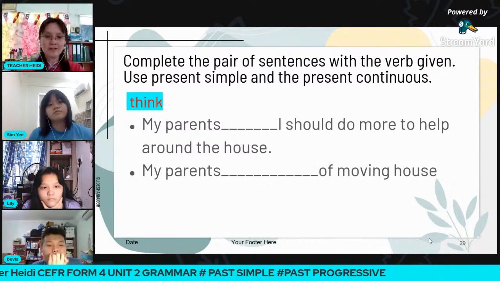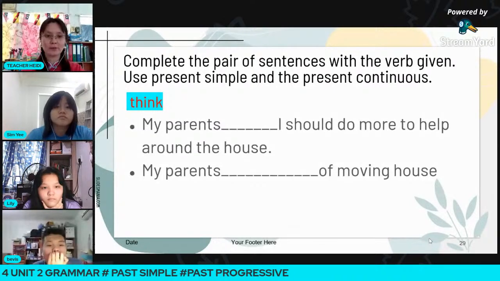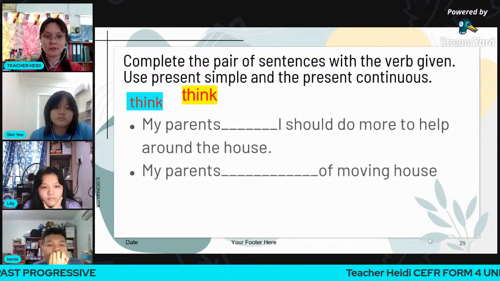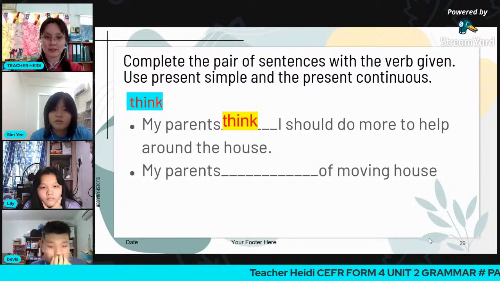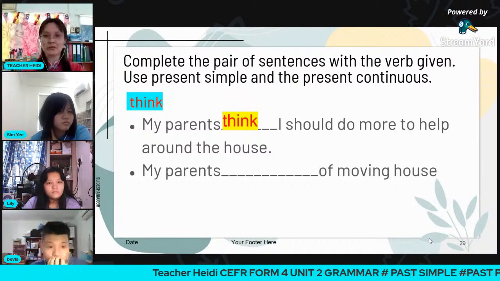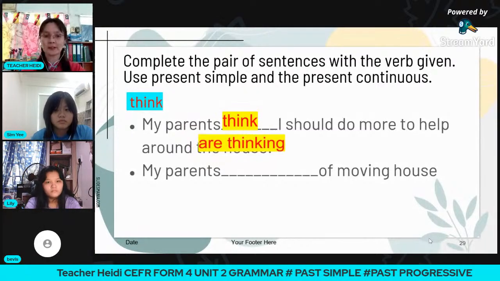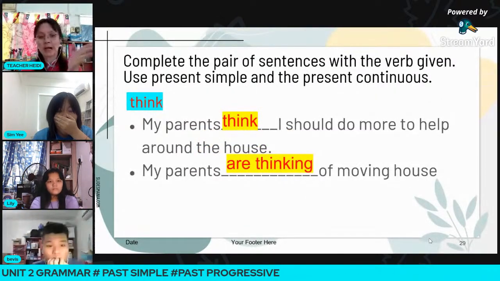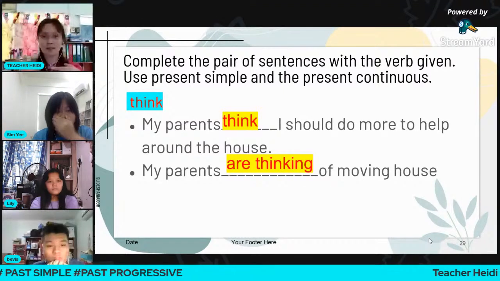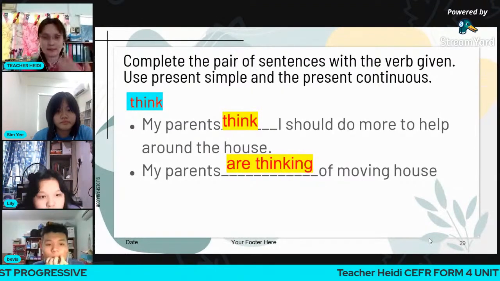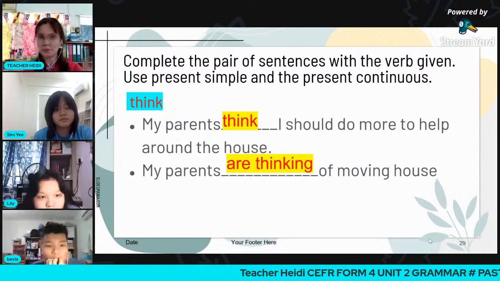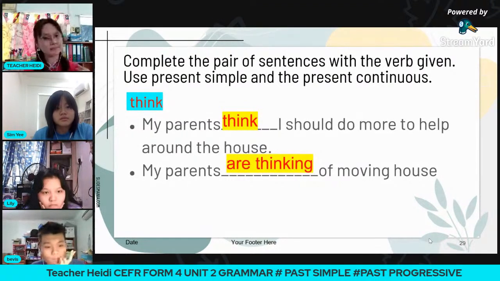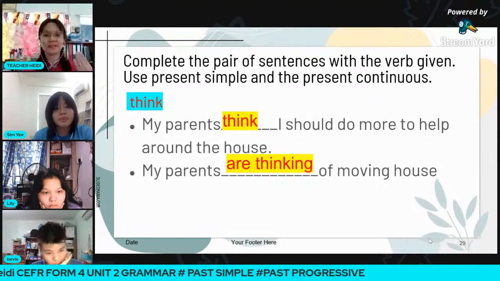My parents think I should do more to help around the house, or my parents are thinking of moving house. So you see, the first one, the answer is think: my parents think I should do more to help around the house. The second one, my parents are thinking of moving house. So are thinking, this one is a process. This means not sure whether you will be moving or not. Still thinking, haven't decided yet.